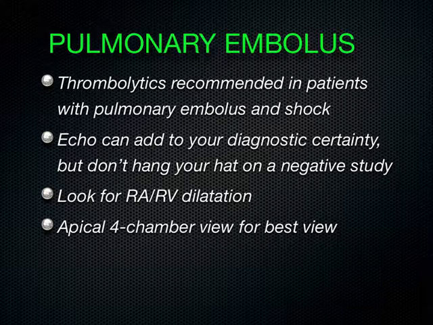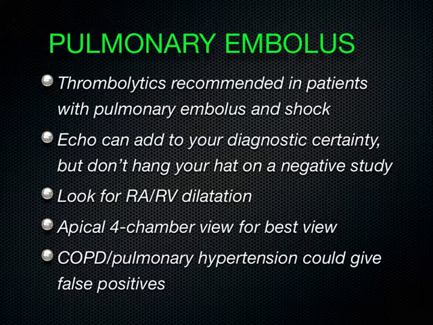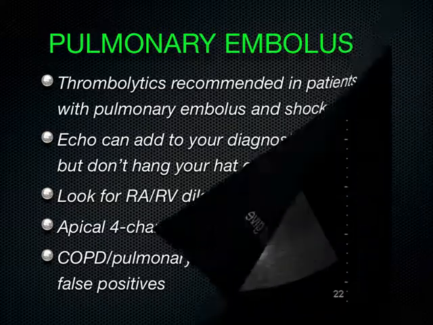This is a patient who's going to have a massive PE, who's got a very large RA-RV that's approaching or even bigger than the LA-LV. The apical 4 chamber is really a great view. I like parasternal long also, keeping in mind that COPD and pulmonary hypertension could give you some false positives. This is what it looks like.